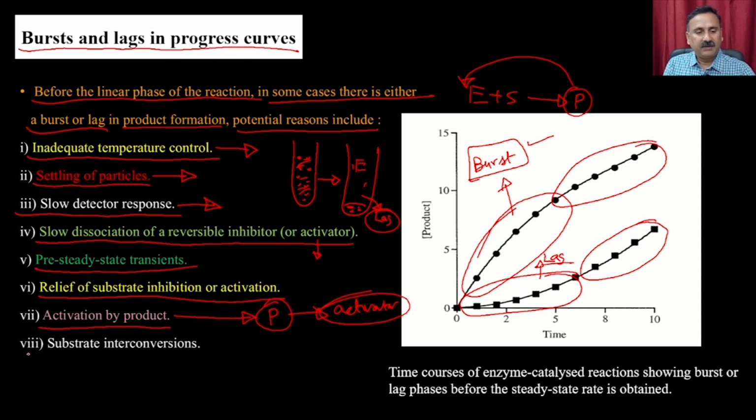Then you can also have substrate interconversion, which means the substrates are going to get converted to each other, and that's how they also affect the burst or the lag phase in the progress curve. So this is the time course of the enzyme catalyzed reaction showing the burst or the lag phase before the steady state rate is obtained. This is all about the enzyme.